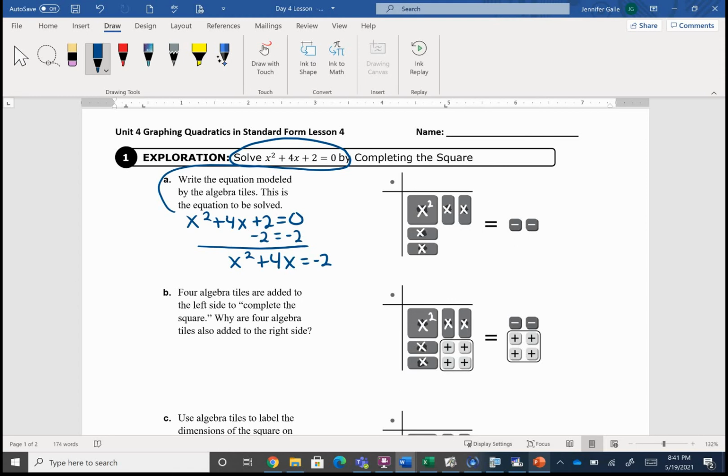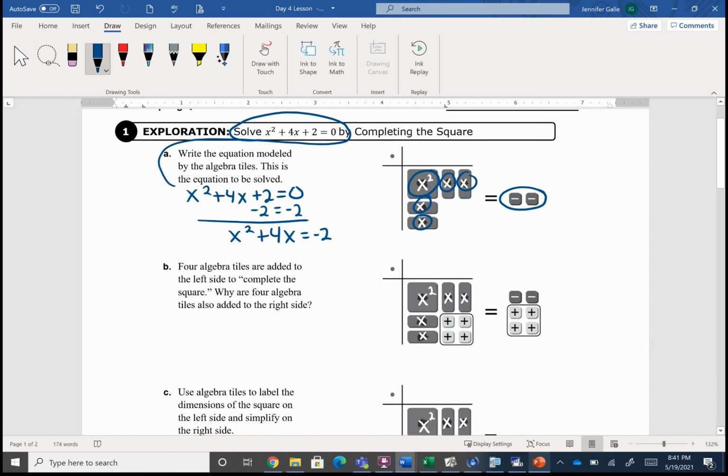Now if we look over at the algebra tiles, that is the equation that's being modeled. We have x squared, then we have 1, 2, 3, 4 x's over on the left side, and then we have a negative 2 over on the right. So that's being modeled by our algebra tiles over on the right-hand side. Part B says 4 algebra tiles are added to the left side to complete the square. So notice now how on the left side, we now have the shape of a square instead of having the empty space like we did up above.